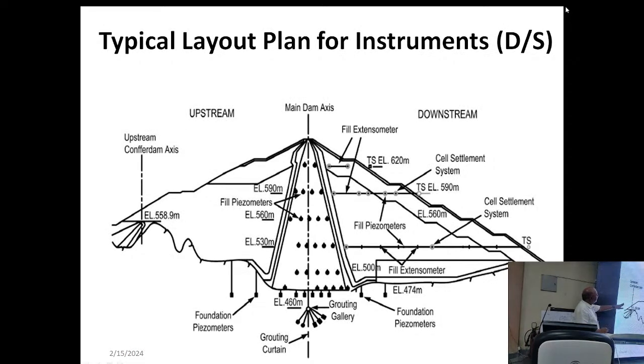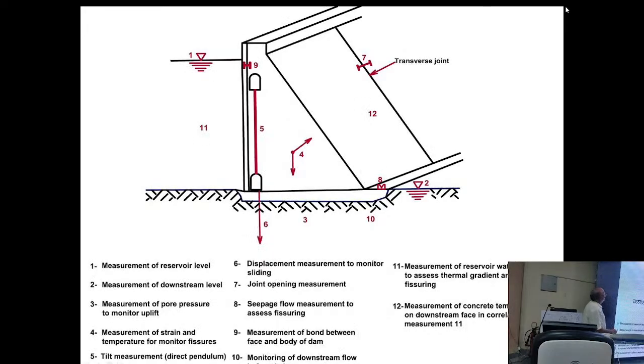Here also, downstream we have the inside. This is the section of the gravity dam, and you have to check temperature. The field of the bottom one, and this one on the gallery, is to measure number 6, the movement.